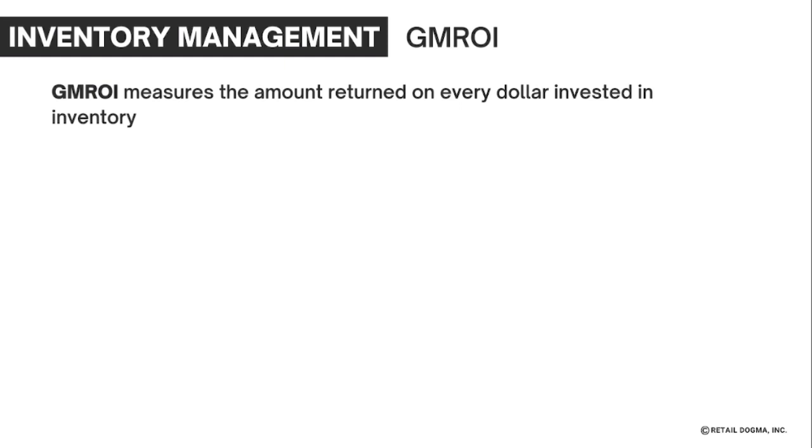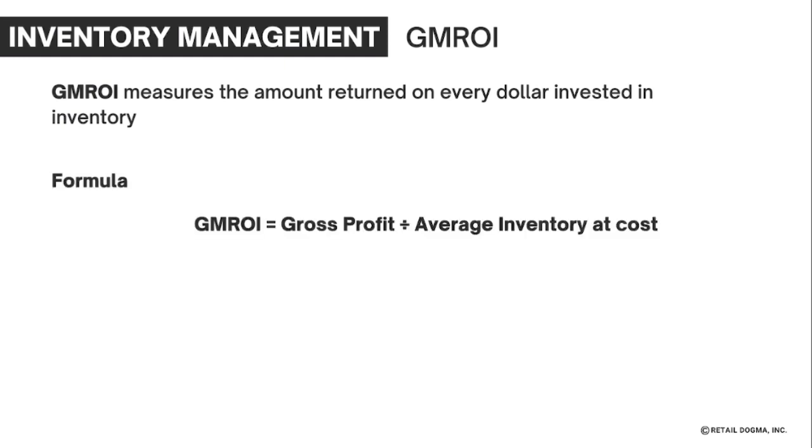It can also be used to evaluate different suppliers and vendors based on how much their inventory returns to the business. Based on the evaluation, the purchasing budget can then be reallocated more efficiently by moving invested money from low return categories or SKUs and investing in higher returning ones. The formula for GMROI is gross profit divided by average inventory at cost.